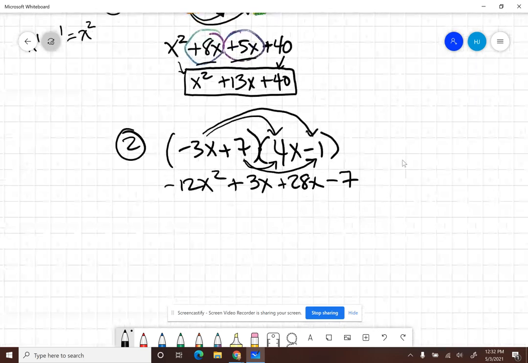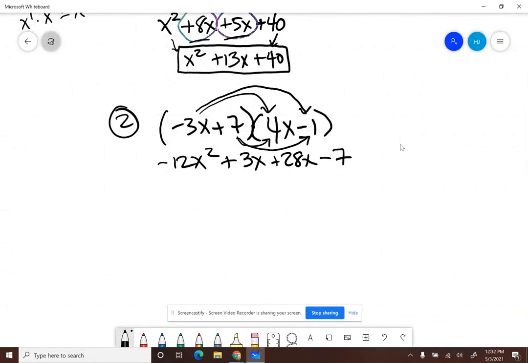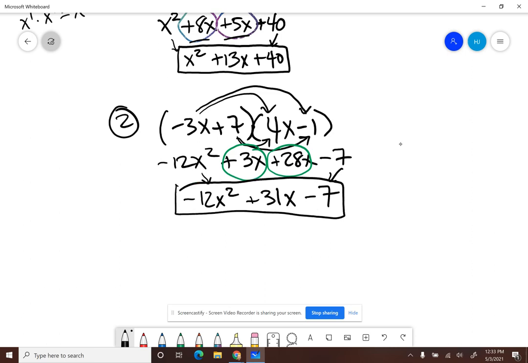And again, what am I looking for? I'm looking for any like terms. And lo and behold, where are those like terms again? Those like terms are right here in the middle. So notice how those like terms come out in the middle. So I'm going to end up with negative 12x squared because I don't have a like term that goes along with that one. These two are like terms, so positive 3x and positive 28x is going to be a positive 31x, and then minus 7 just comes along as well. So this would be our result.